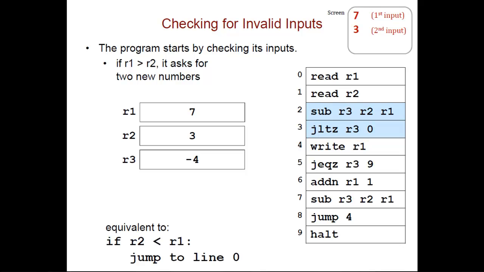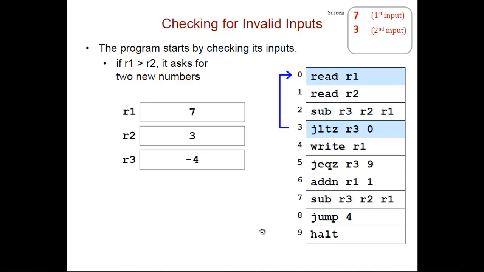Now notice what we've done here. We've actually used two lines to get the equivalent of this comparison, R2 less than R1. There's no way to do that in a single jump statement because all of our jumps are based on comparisons with 0. So we have to subtract R2 minus R1 and then compare that result with 0. And in this case, if that result is less than 0, which it is, we're going to jump to line 0 and ask the user for two new numbers.